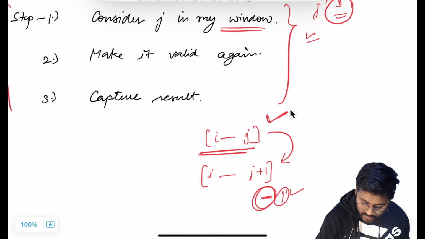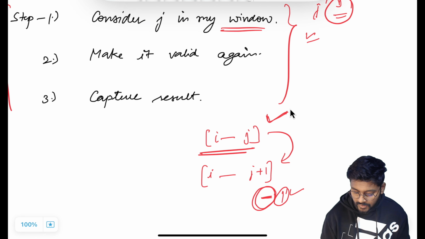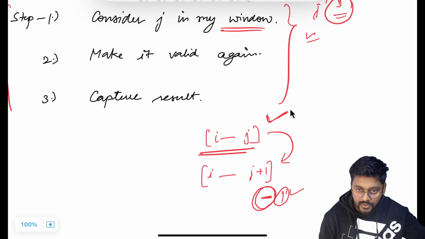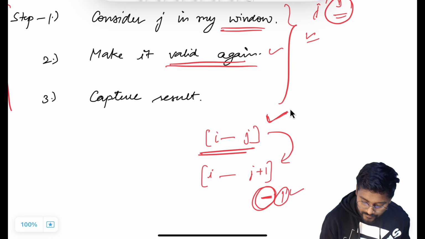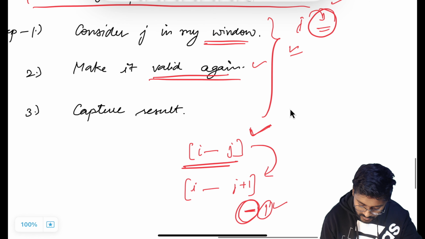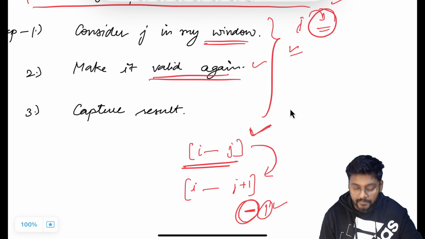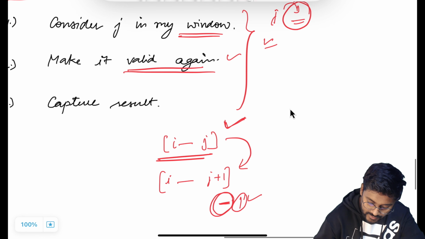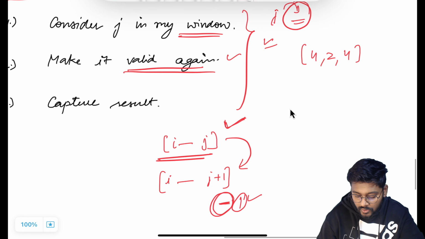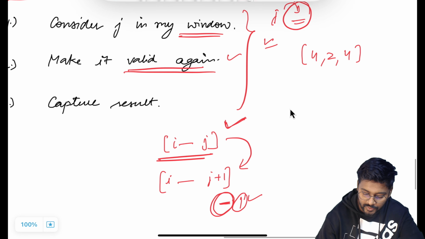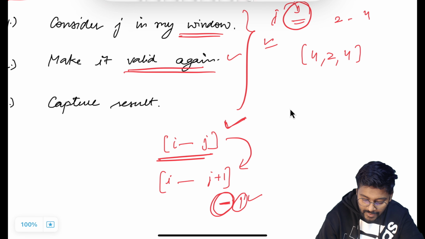This is my first rule. Consider j in my window. And if you are considering a new element, your window can get disturbed, so make it valid again. Introducing one element in my window and making the window valid again, because let's say we have a window like this, 4 2 4. 4 2 4 is valid because the minimum element is 2, the maximum element is 4, and the difference is less than or equal to 2.